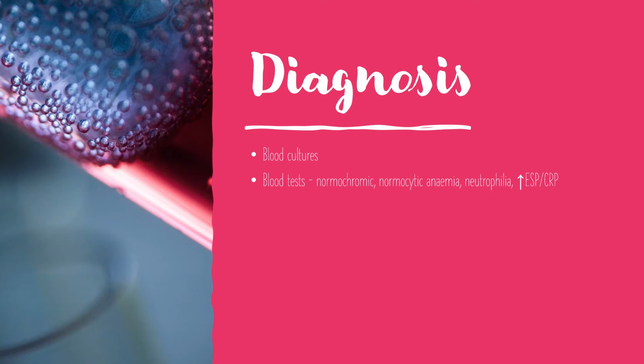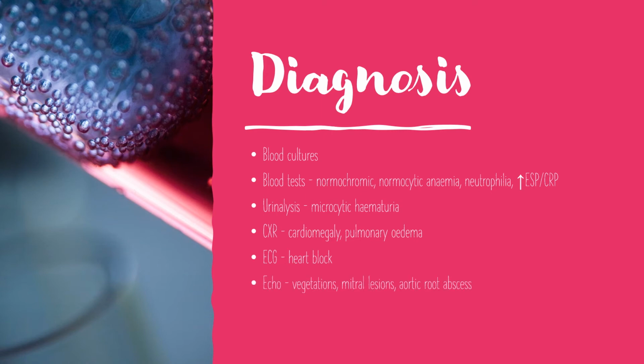Then, in urinalysis, you again may see signs of these immune complex depositions, like microscopic hematuria, which points towards glomerulonephritis or AKI. A chest X-ray could reveal cardiomegaly and pulmonary edema. An ECG could show heart block, which we mentioned, caused by an aortic root abscess. Echoes can show vegetations, mitral lesions, or again this aortic root abscess. And CT can show the emboli we've spoken about.